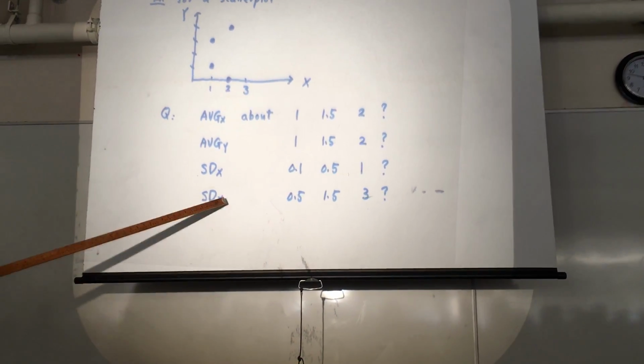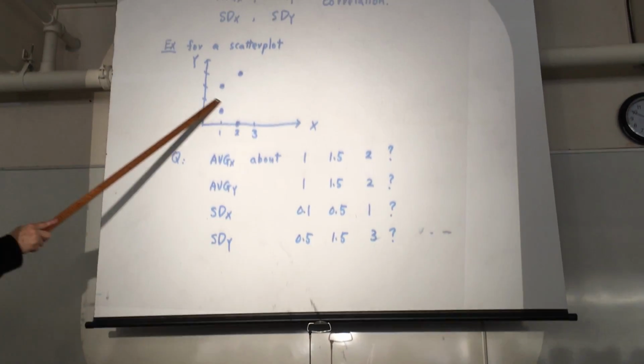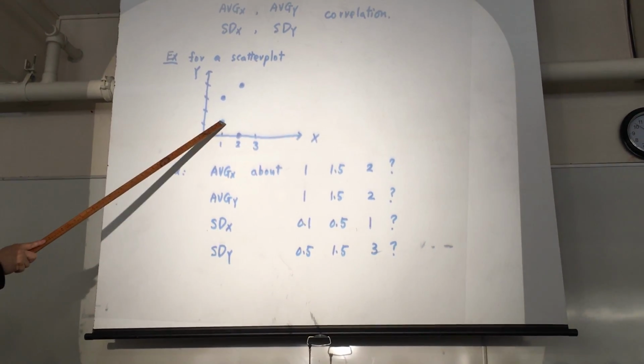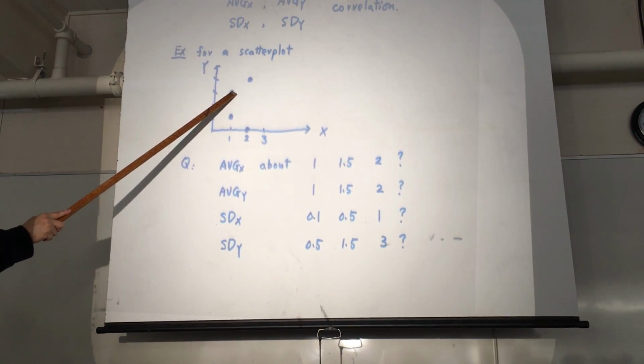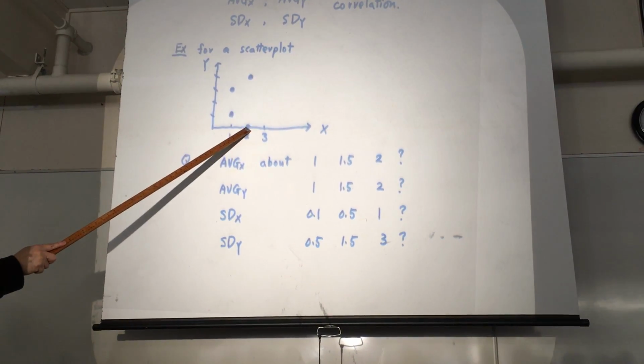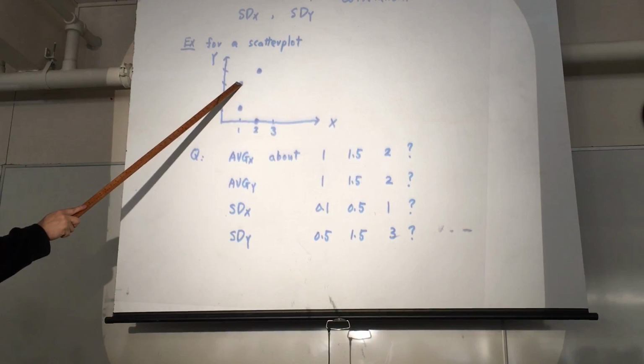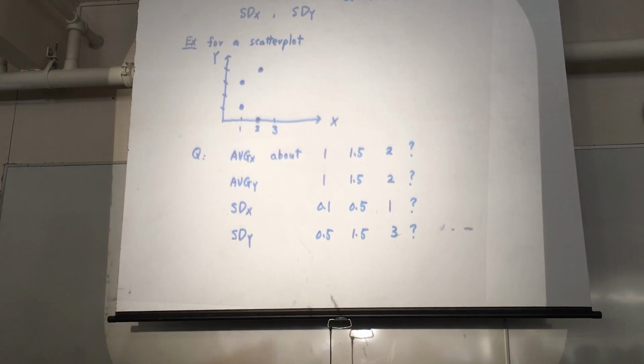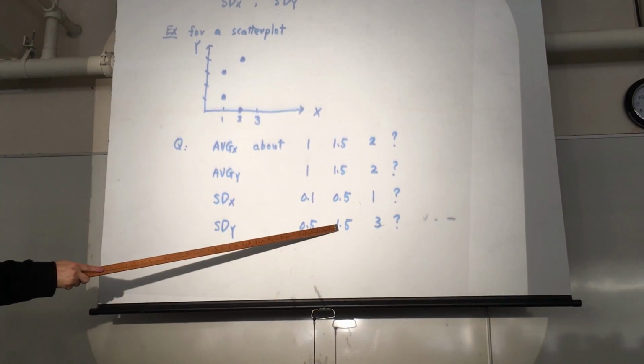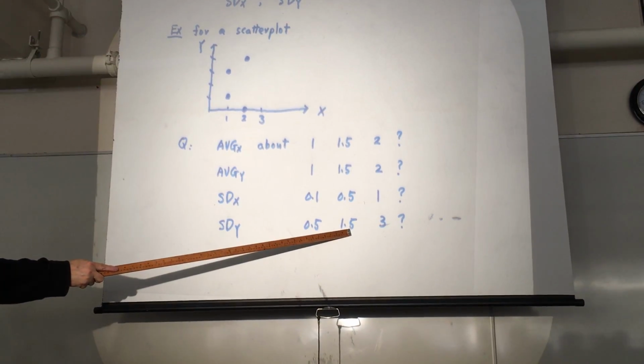Now, what's standard deviation y? The center in y direction is here, is 2, right? So this one to the center is 1. This one to the center is 1. How about this one? This one to the center is 2. This one to the center is also 2. So you have 1, 1, 2, 2. So average distance to the center is what? 1.5. Are you with me? Okay?